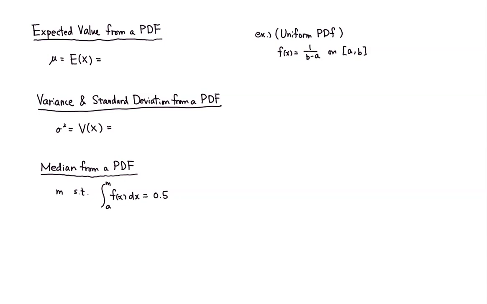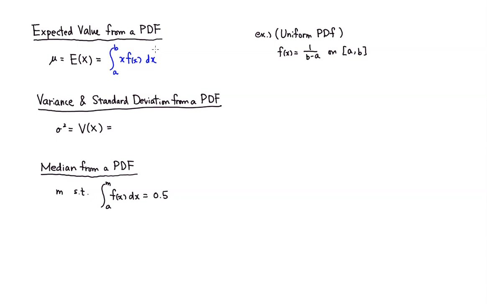This time, x is not discrete, so what you need to do is instead of adding them up, we're going to take the integral, right? But what you do is you just need to multiply x by its corresponding probability density. So x times f of x. Then you just have to integrate it from a to b, right? So this is going to give you the expected value mu from this probability density function f.